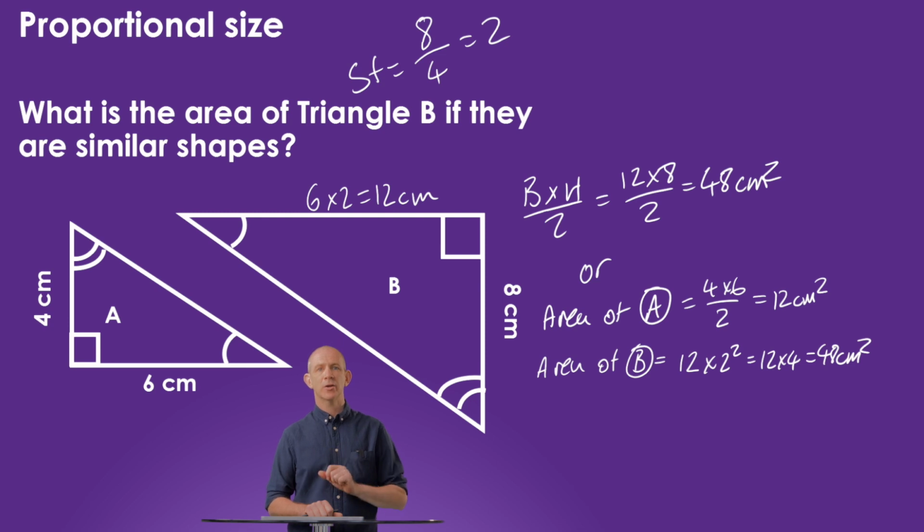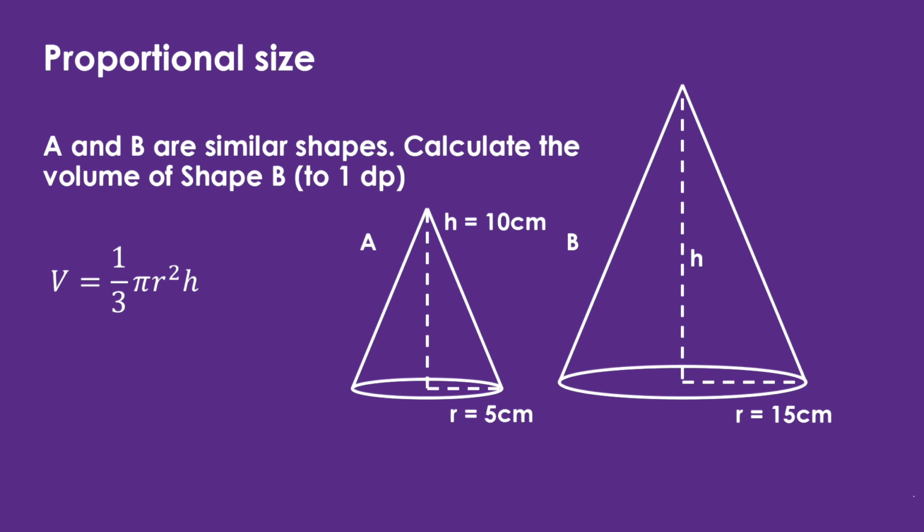Now, let's look at how we can use that method with a volume. Here we have two similar cones, A and B. We're given the formula for the volume of the cone as volume equals 1/3 times pi times radius squared times height. Let's calculate the scale factor from the two known terms, the radii from both shapes. So the scale factor is going to equal 15 divided by 5, which gives us 3.